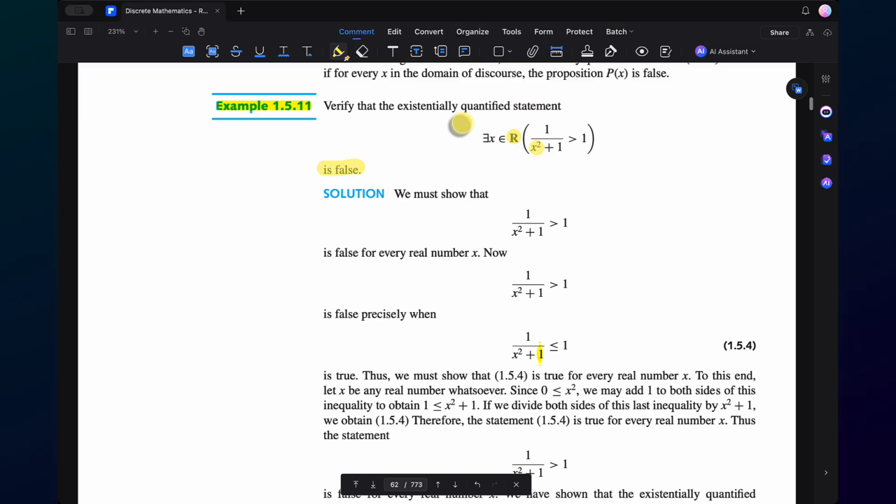Verify the existential quantifying statement. There exists an x which is an element of the real numbers such that 1 divided by x squared plus 1 is greater than 1. We want to show that that is false. So we must show that this is false for every real number x, okay? So now we have to think about how we would do that.